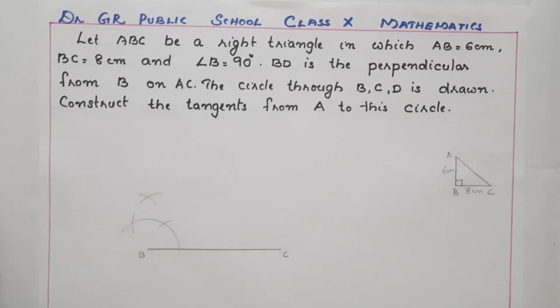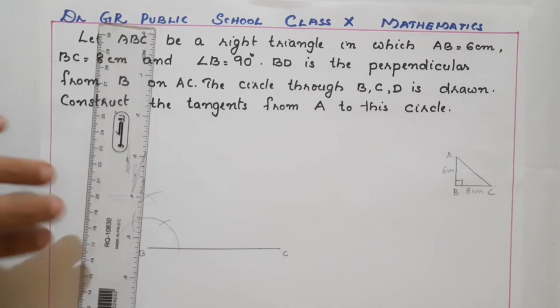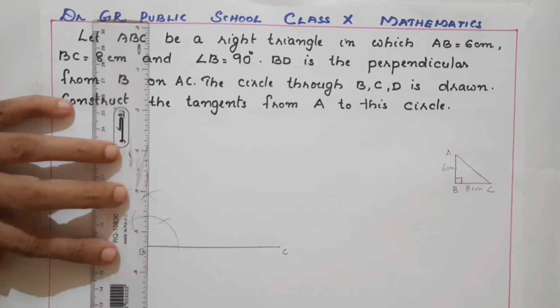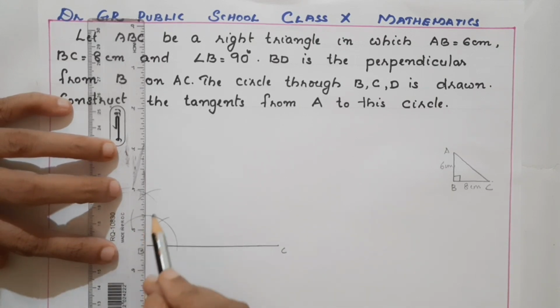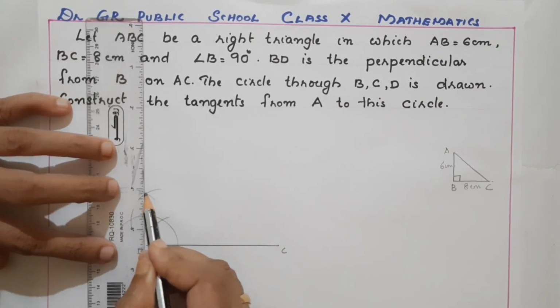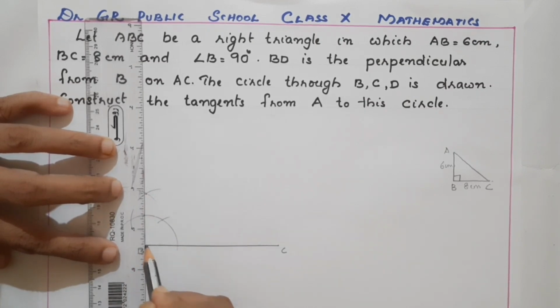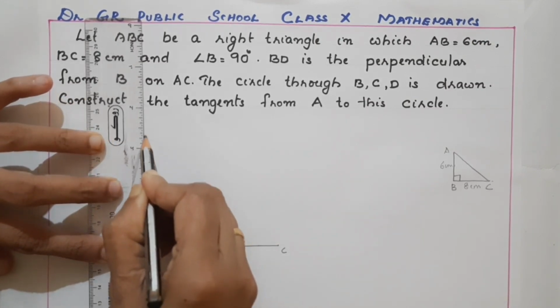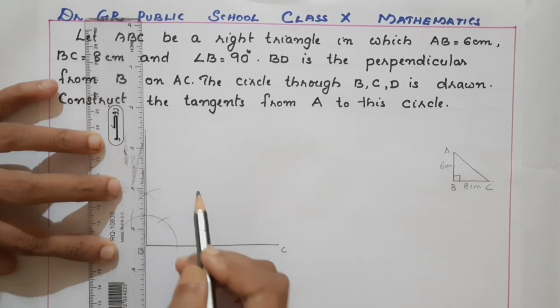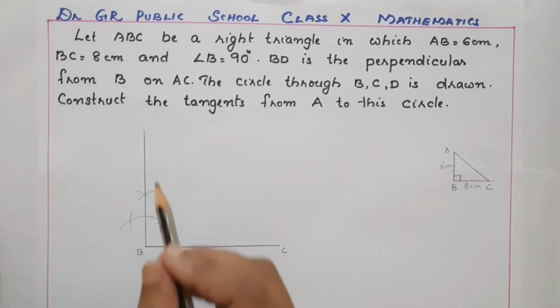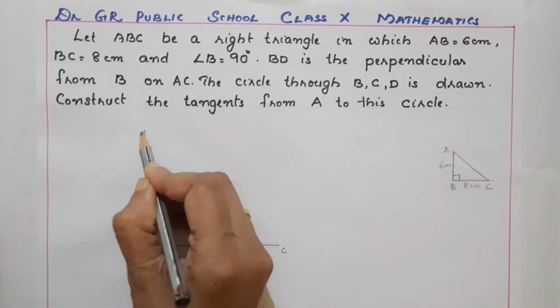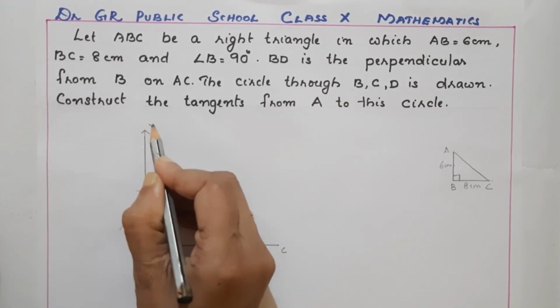Okay, now we have to join these points to get the 90 degree ray. This point and this B. Okay, we got the 90 degree ray. You can mark it as X here.